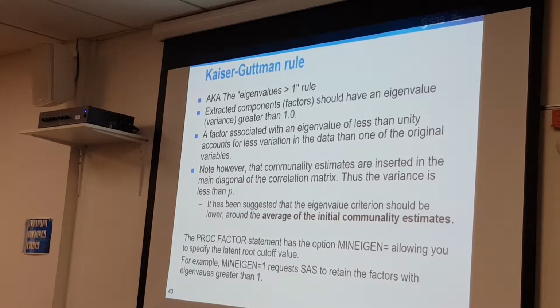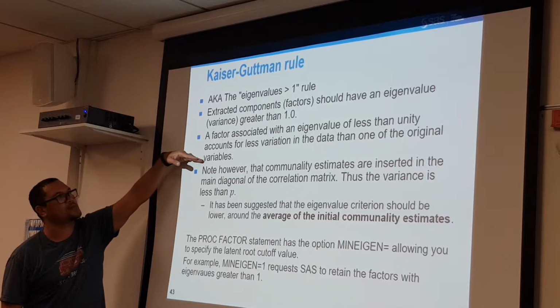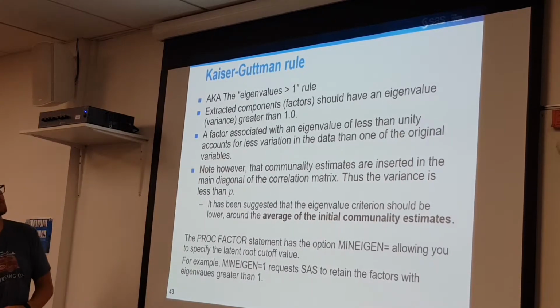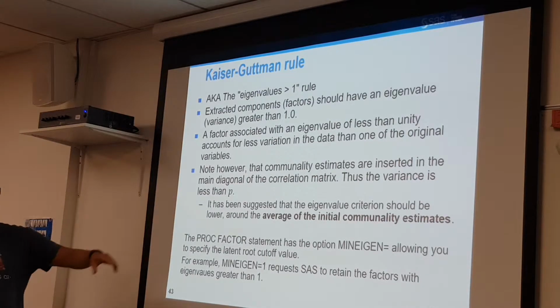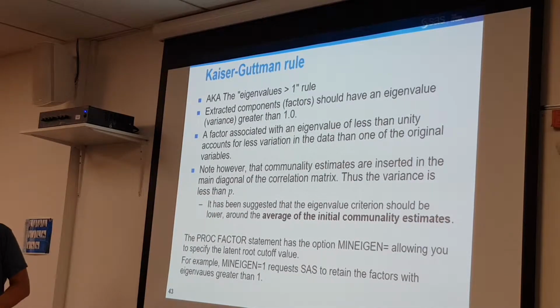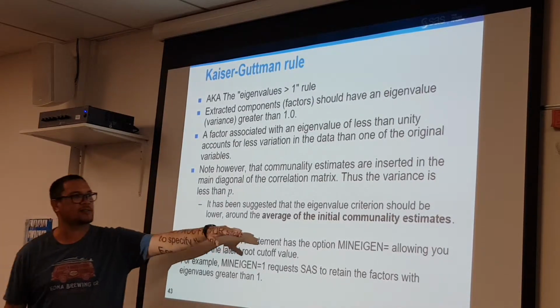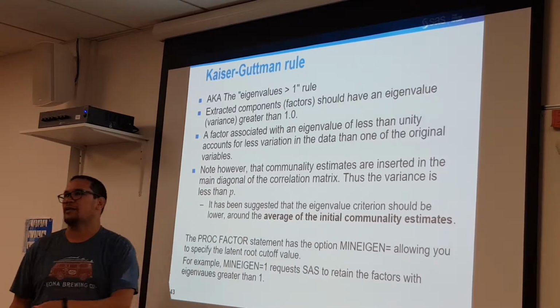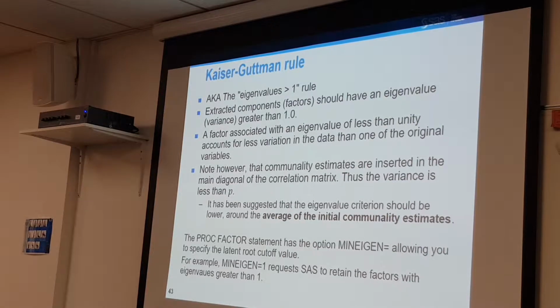This is true with respect to your PCAs, but with a factor analysis, we're inserting our communality estimates. So in fact, the variance is going to be less than P. So instead of looking for an eigenvalue less than 1, you should probably be looking for an eigenvalue less than the average eigenvalue. Proc factor has a few options to let you look at this. It'll be in the lab.